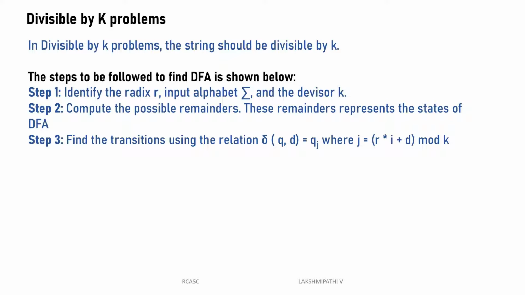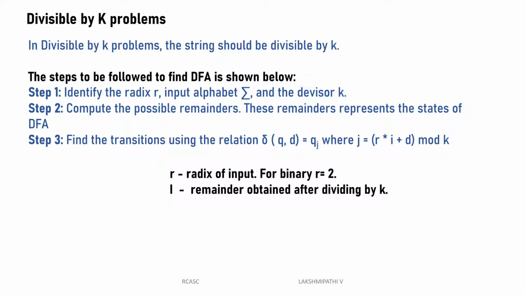Then we will explain what r is, what i is, and what d is. r is called the radix of the input. For example, if you take binary inputs, 0 or 1, that base is 2. So the radix of the input for binary is r equal to 2. For decimal it will be 10. For octal it will be 8. Then i is equal to the remainder obtained after division by k. That remainder obtained after division by k is called i.